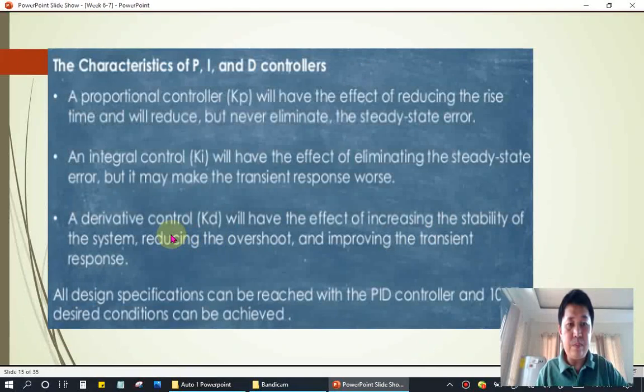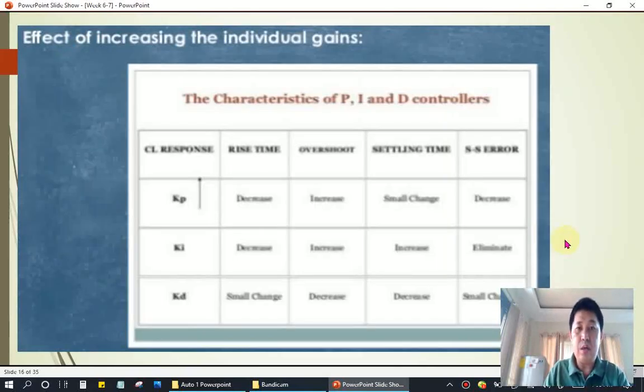A derivative control, TD, will have the effect of increasing the stability of the system, reducing the overshoot, and improving the transient response. So all design specifications can be reached with the PID controller, and desired conditions can be achieved. So here we have the characteristics of P, I, and D controllers.